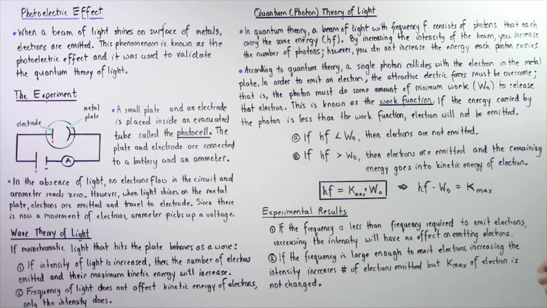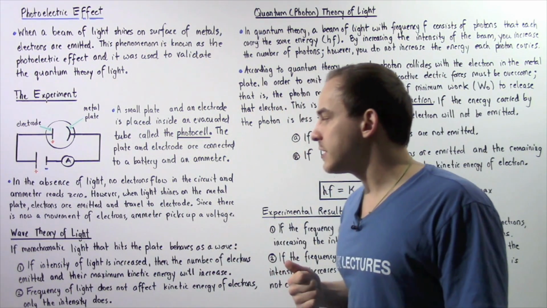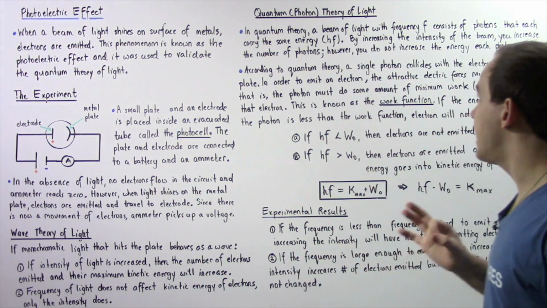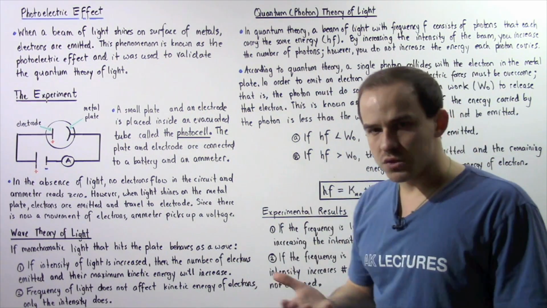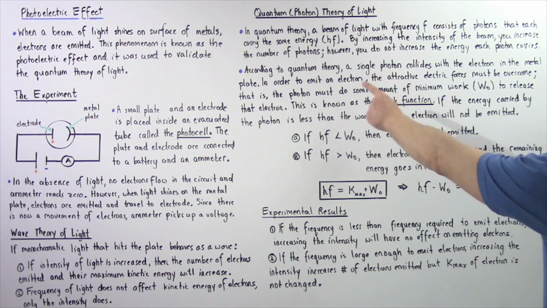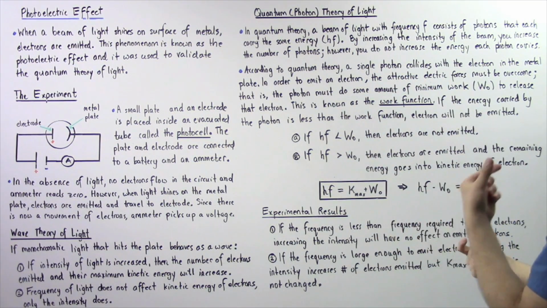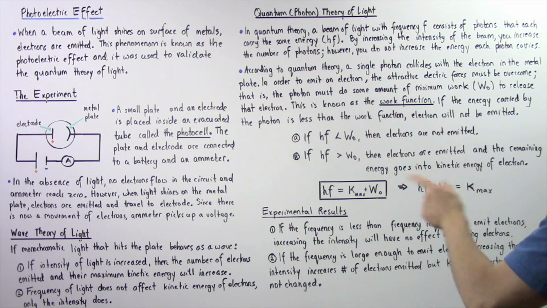However, by increasing the intensity, we are not actually increasing the energy that each photon carries, in contrast to the wave theory of light, which states that if you increase the intensity, you increase the energy. So, according to the quantum theory proposed by Albert Einstein, a single photon essentially collides with a single electron. So it's a one-to-one collision in the metal plate.